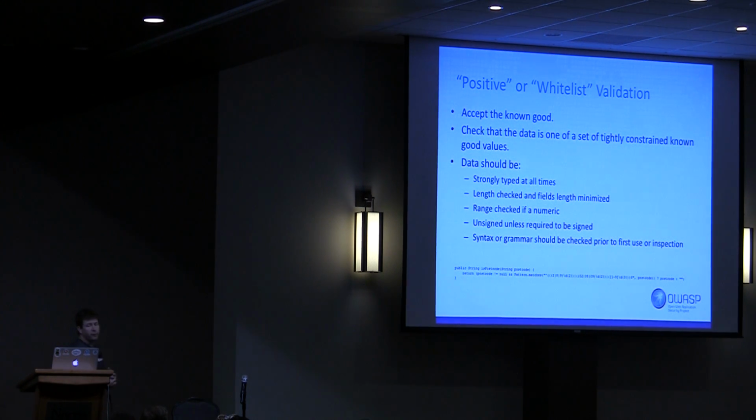I would contrast this with positive or whitelisting validation, which says accept the known good. And so you want to check that the input fits a specific set of constraints. You want to look for things: what is the type of this data supposed to be? What is the length of the data? What's the range it's supposed to be? If it's a numeric, is it supposed to be a positive integer? Is it supposed to be a monetary value? Is it signed? Is it not supposed to be signed? Syntax or grammar in certain situations.